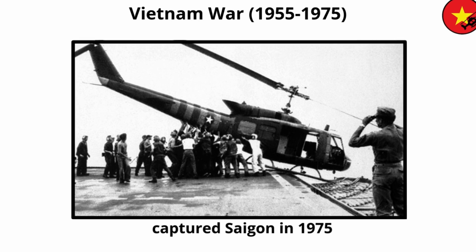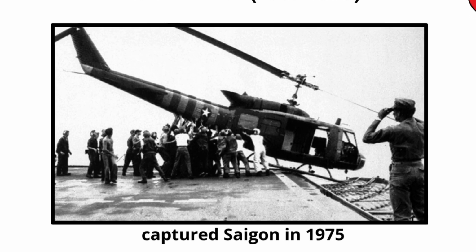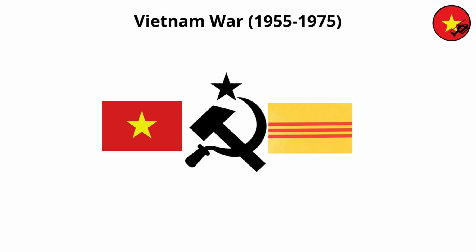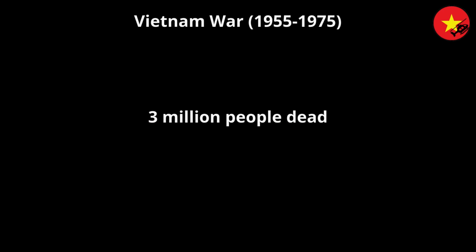The war ended with the fall of Saigon to North Vietnamese forces in 1975, leading to the reunification of Vietnam under communist control. It resulted in the deaths of 3 million people.